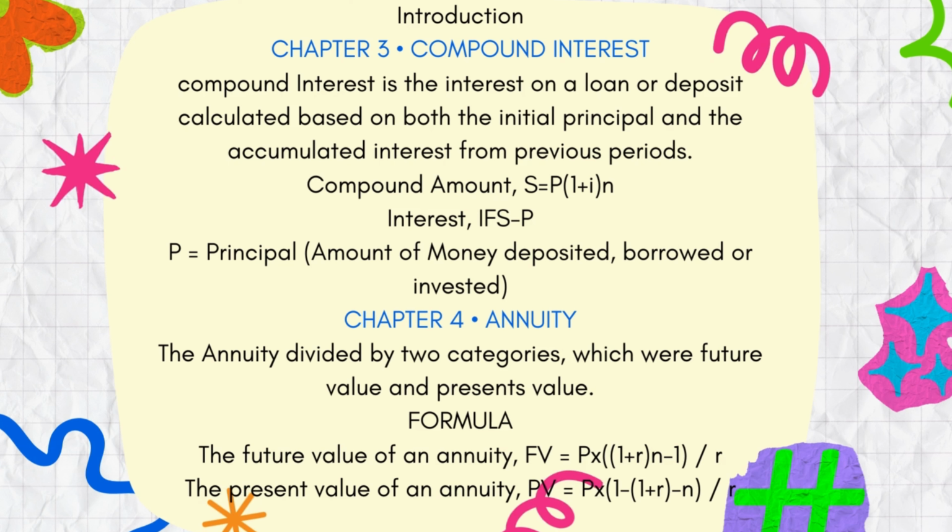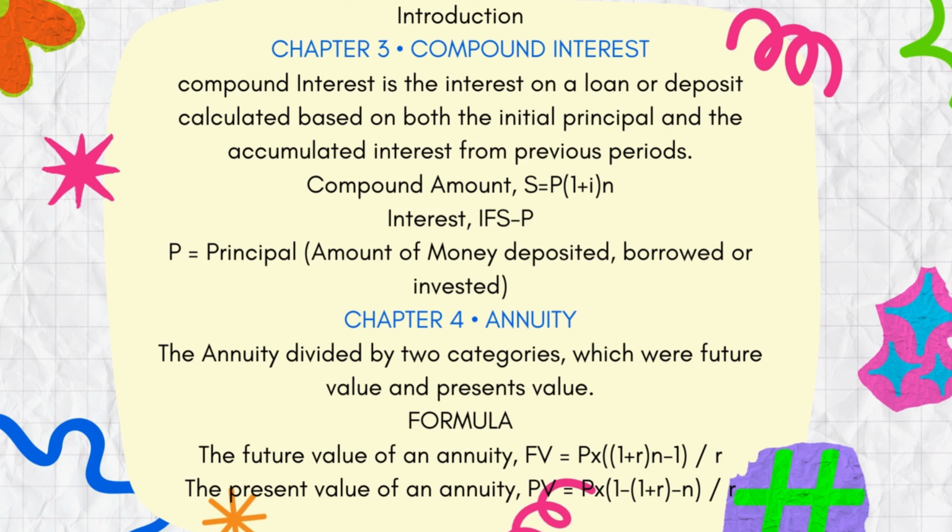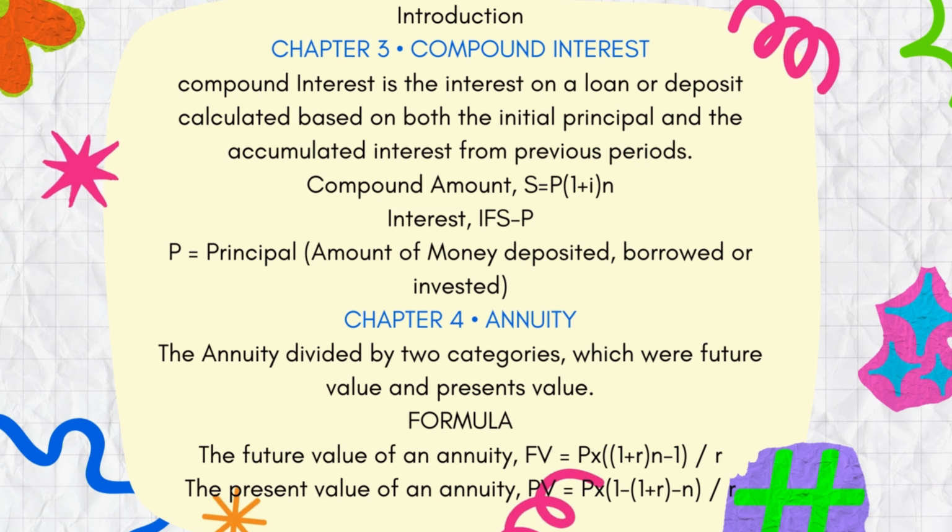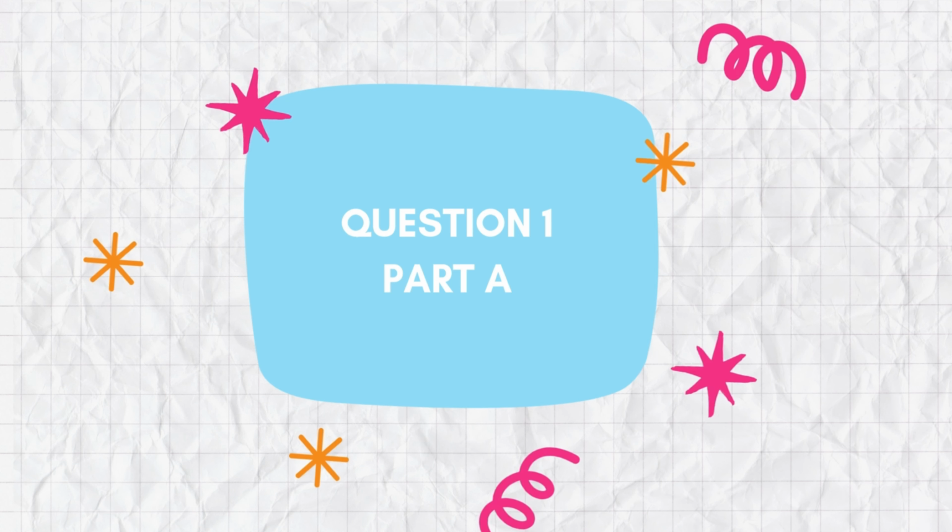Next is annuity. Annuity is divided into two categories, which are future value and present value. Annuity also has two formulas, the future value of an annuity and the present value of an annuity.